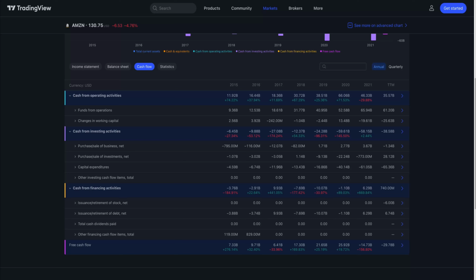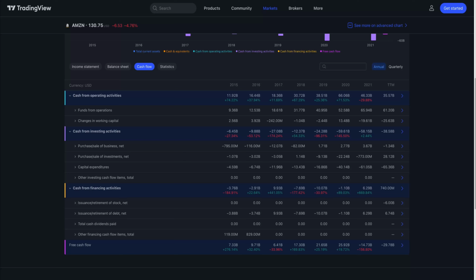Another key component to take note of is the free cash flow, which is the cash left after a company pays for its operating expenses and capital expenditure. This metric is very important and it serves as a measure of profitability, thus it is a key indicator of the financial health of a company.